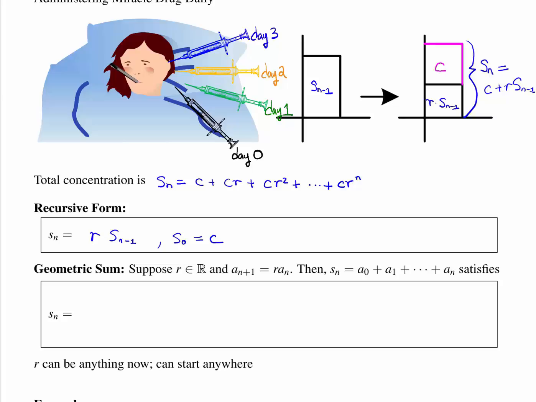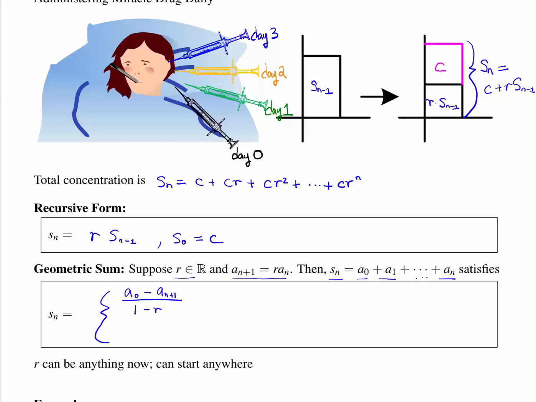So suppose that R is a real number and a_(n+1) is equal to R a_n. That is a situation where we have a geometric sequence. And then we want to sum it to form the geometric sum. So we say Sn is the sum of the zeroth term all the way up to the nth term. Well, this sum is equal to one of two things. If R is not 1, then the sum is (a0 minus a_(n+1)) over (1 minus R).